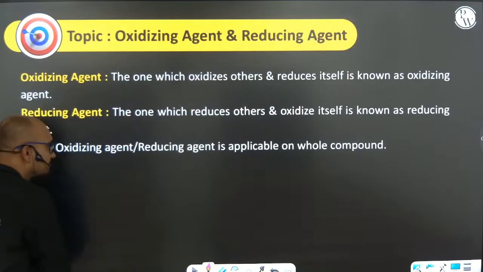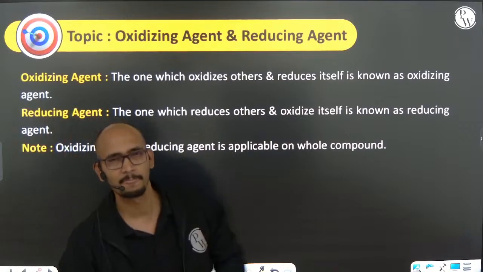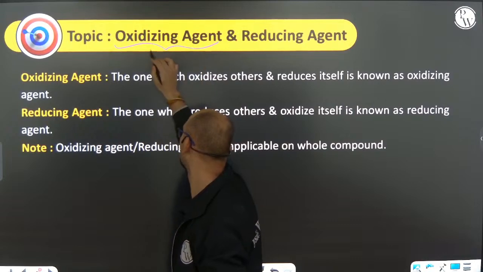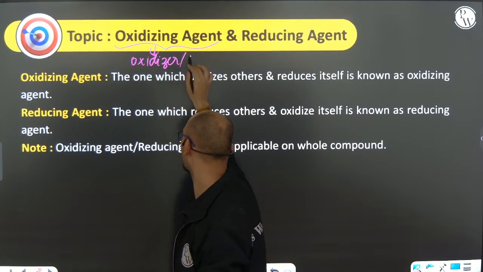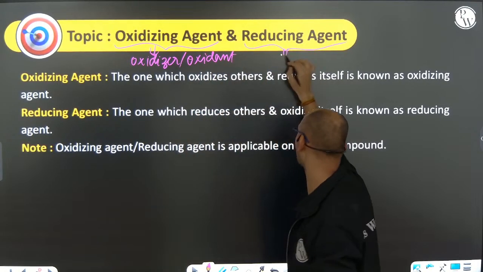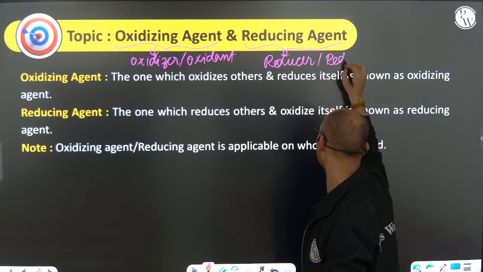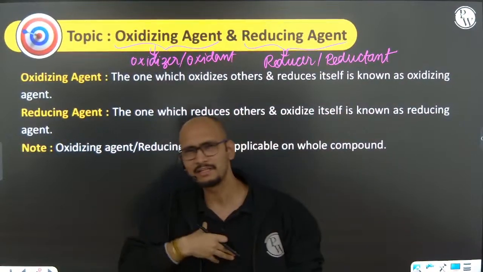Not a big deal. Next, oxidizing agent and reducing agent. Always remember. Oxidizing agent is also known as oxidizer, or it is also known as oxidant. And what about reducing agent? It is also known as reducer or reductant.